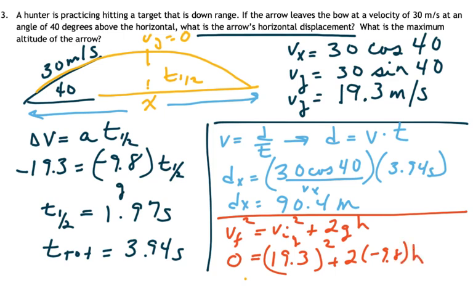And I'm running out of space, so I'm just going to write down the answer. H ends up being the maximum height. I didn't solve it. So 19.3 squared is 372.49. Subtract that from both sides. And then we're going to divide by 2 and divide by 9.8, so we can get h by itself. And our h ends up being 19 meters.